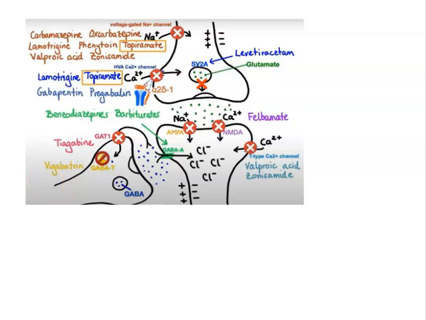And hopefully what you noticed is that the valproic acid or the valproate has multiple targets. The topiramate also has multiple targets, and then one of the special ones is the levetiracetam, which has a special function and prevents the neurotransmitter release.